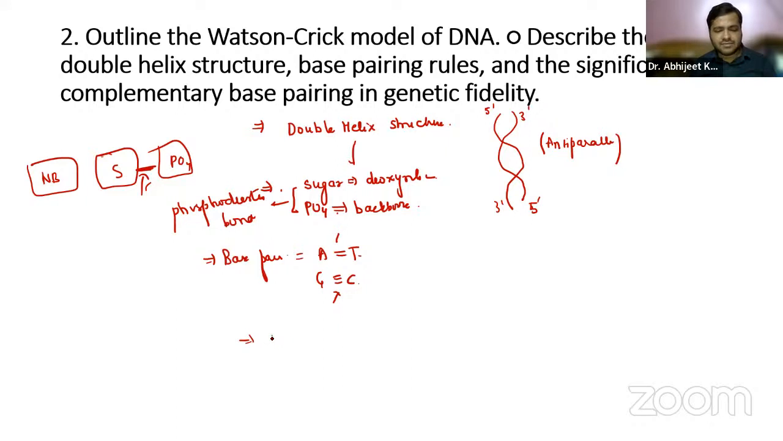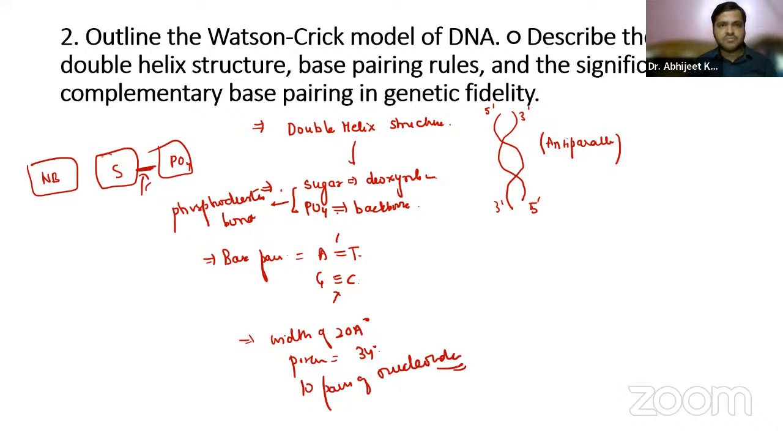The double helix has a width of 20 Angstrom, that we already know. The pitch, you already know, is 34 Angstrom, containing 10 pairs of nucleotides, right? So that is something you have to remember in short about the Watson-Crick part.